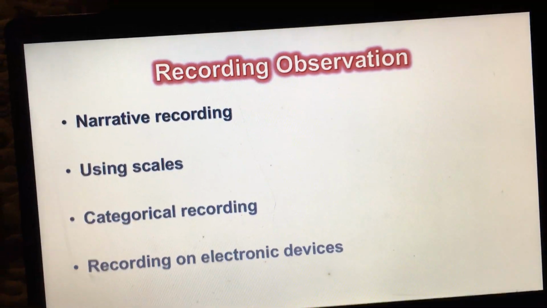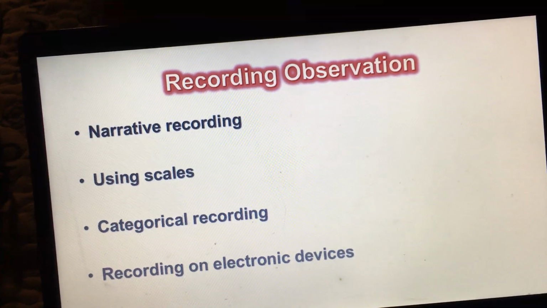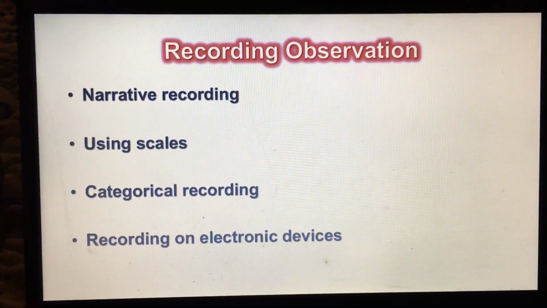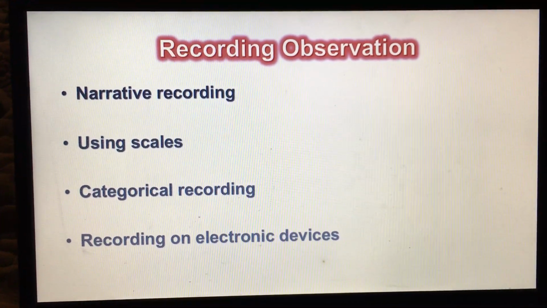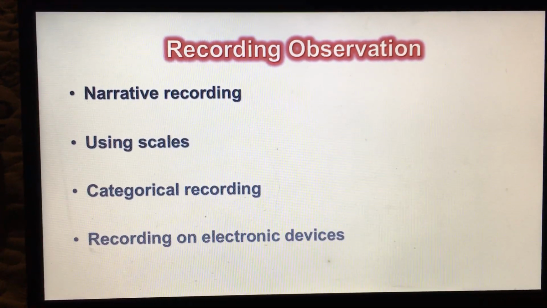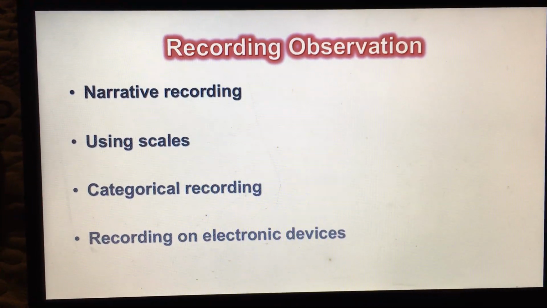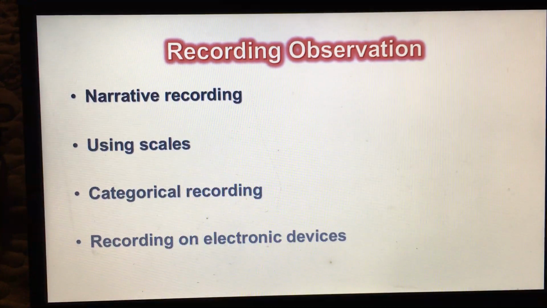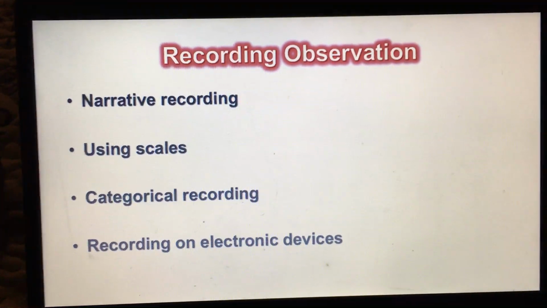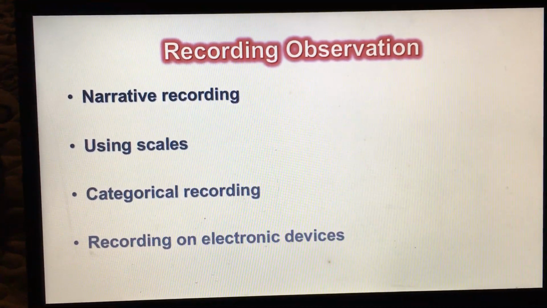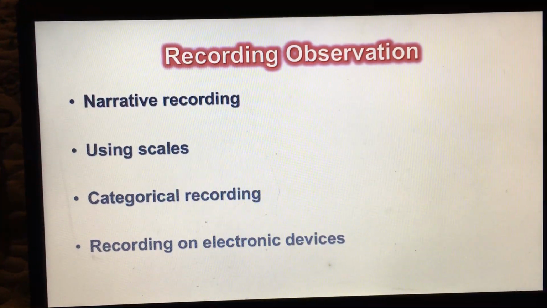The choice of a particular method for recording your observation depends upon the purpose of the observation, the complexity of the interaction, and the type of population being observed. It is important to consider these factors before deciding upon the method for recording your observation.